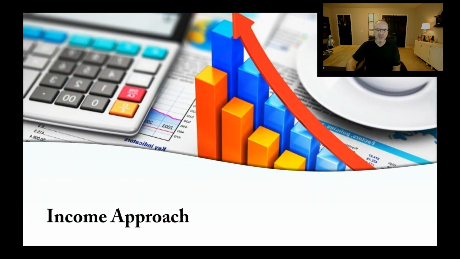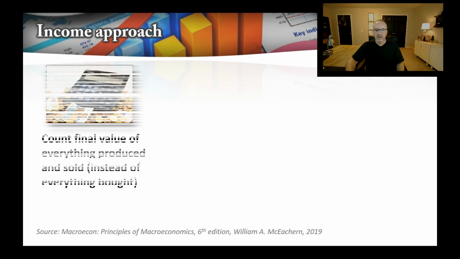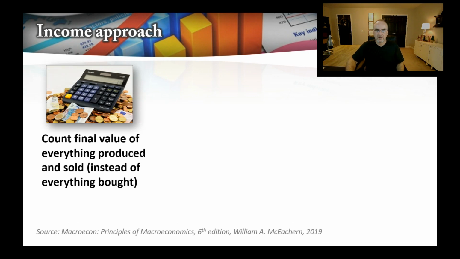Now the income approach is just really the flip side of that. It's trying to calculate gross domestic product from what the suppliers or the producers are receiving as payments for the products that they make. So it's the other side of the coin. And the income approach formally is counting the final value of everything produced and sold in the nation instead of everything that was bought. The expenditure approach is what's bought. The income approach is counting the final value of what we produce in the nation.